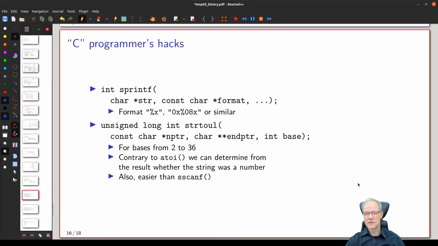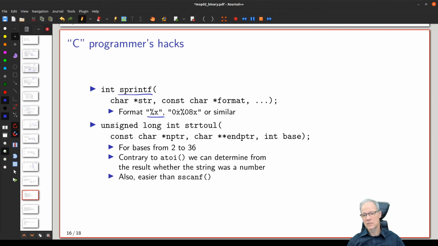All right. Now, if you're a C programmer, there are some smart things you can do, or quick hacks, if you will, when we need to convert between different bases. One way is we can call sprintf, string print formatted. Basically, rather than printing to a file, we can print to a string, to a buffer in memory, right?